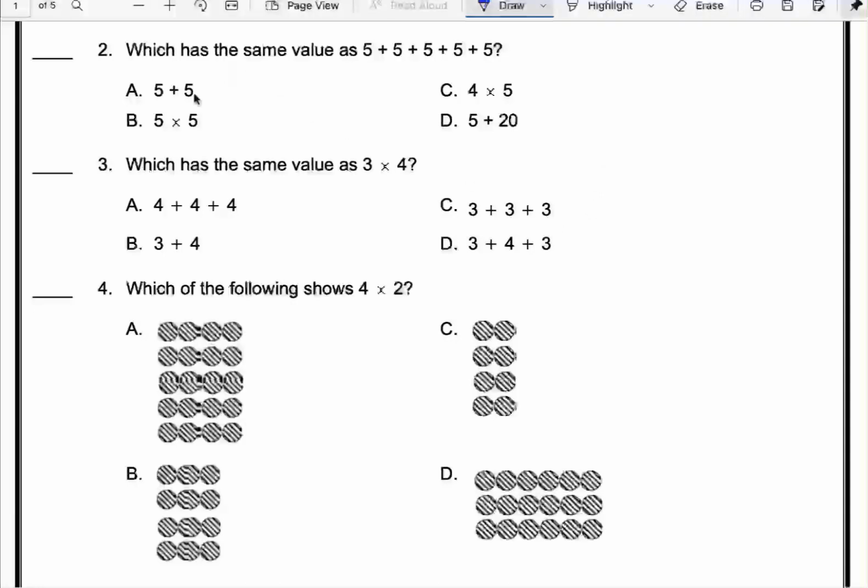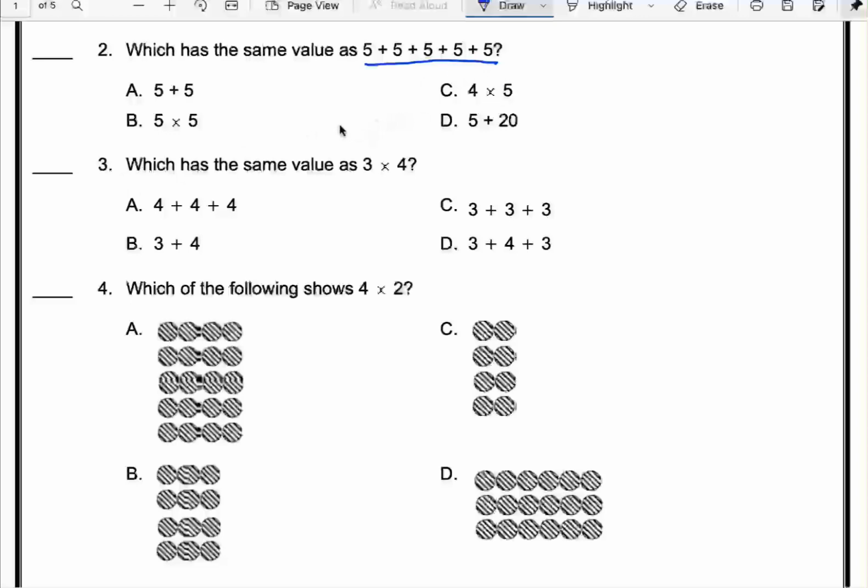Which has the same value as 5 plus 5 plus 5 plus 5 plus 5? How many 5s can you see in the repeated addition? 1, 2, 3... I see 5 plus 5 plus 5 plus 5 plus 5.